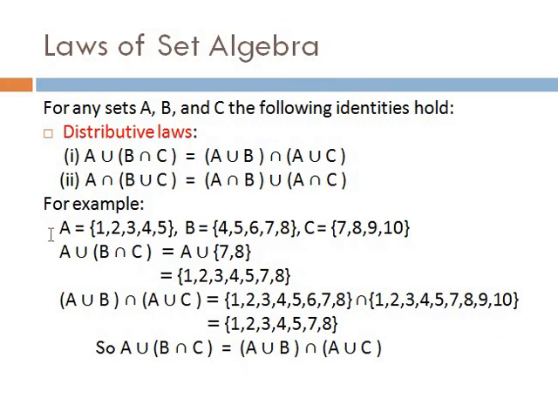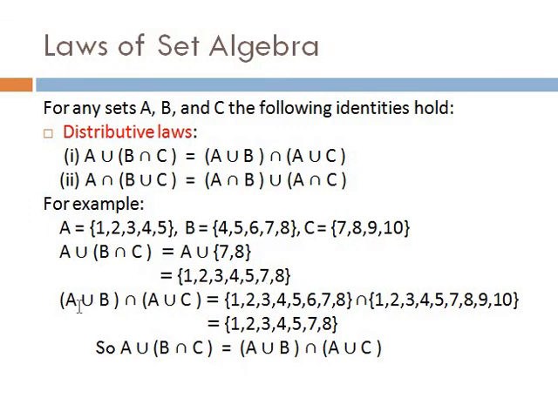For example, take the same sets A, B and C, where A has elements 1 to 5, B has elements 4 to 8 and C has elements 7 to 10. So A union (B intersection C). First find the bracket part. B intersection C, the common elements between B and C, is 7 and 8. So union with A gives the set having elements 1 to 5, 7, 8.